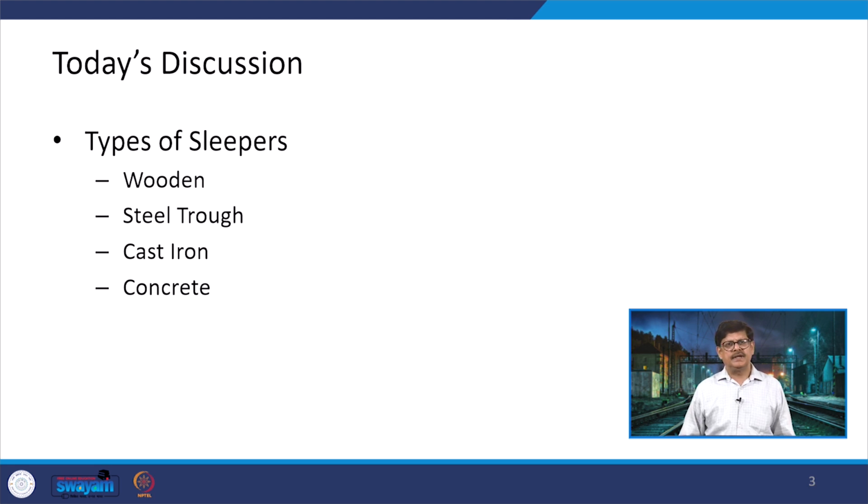Today we will extend this discussion and talk about the various types of sleepers. If we look back, we will find that there used to be wooden sleepers, and then came the steel trough sleepers and the cast iron sleepers, and today what we have is the concrete sleeper. These wooden, steel trough and cast iron sleepers are slowly being replaced by concrete sleepers all along the tracks across the length and width of the country.